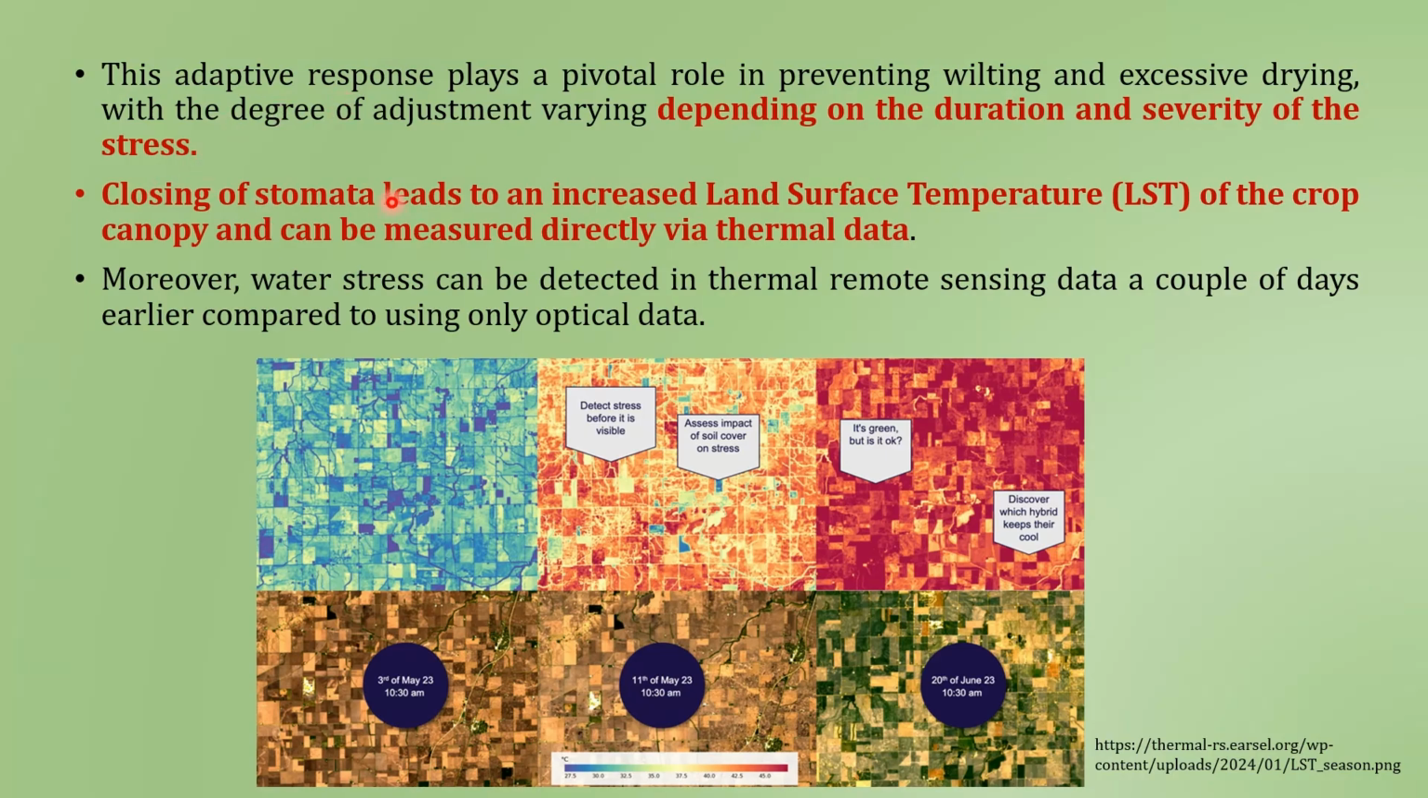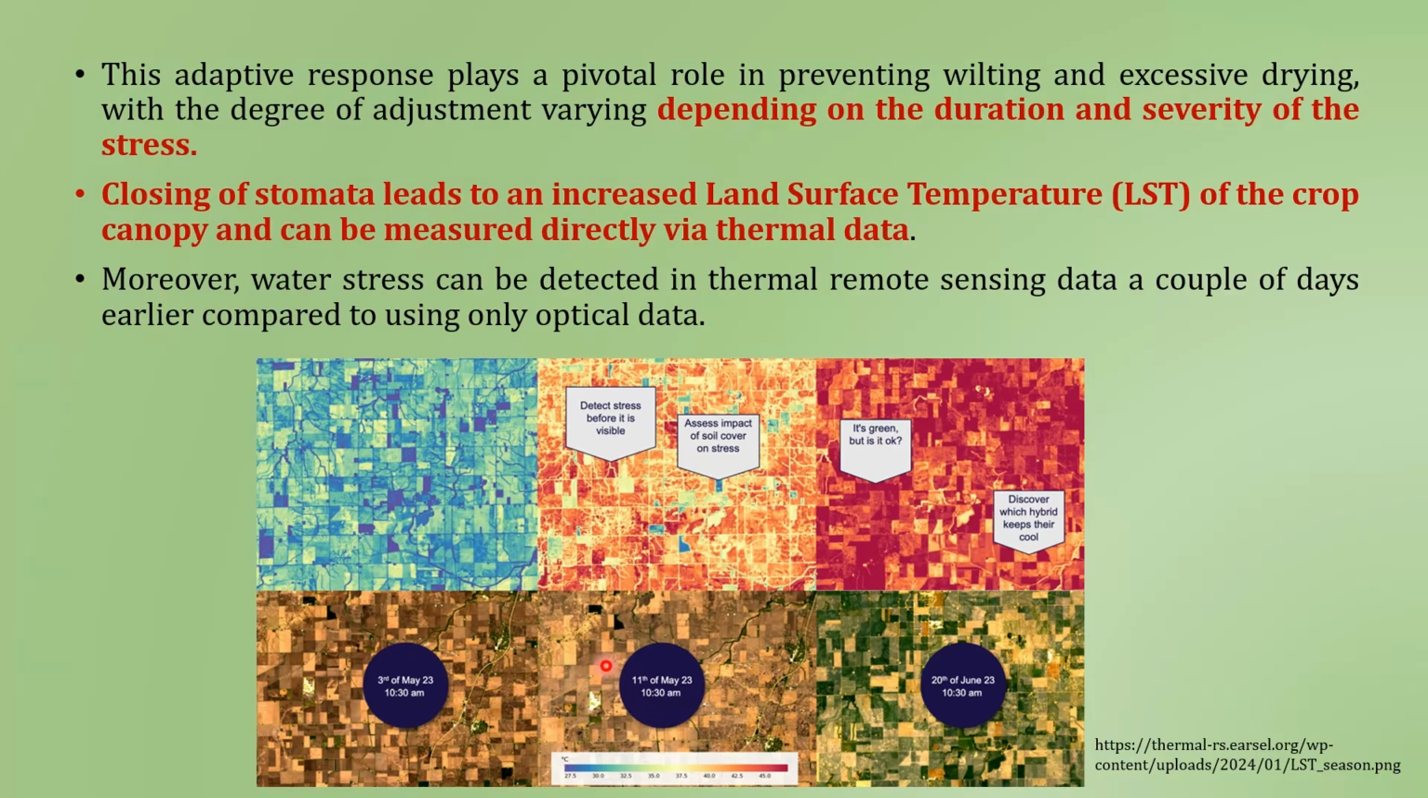So, closing of stomata leads to an increased land surface temperature of the crop canopy, and it can be measured directly via the thermal data. And this water stress to plants can be detected in advance using thermal remote sensing, because thermal remote sensing can detect this stress a couple of days earlier in comparison to the optical data.